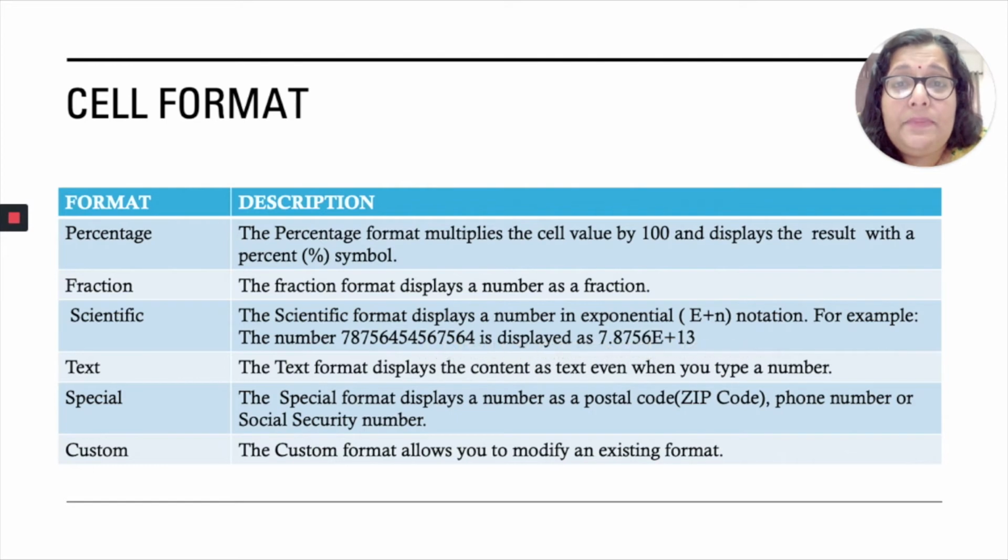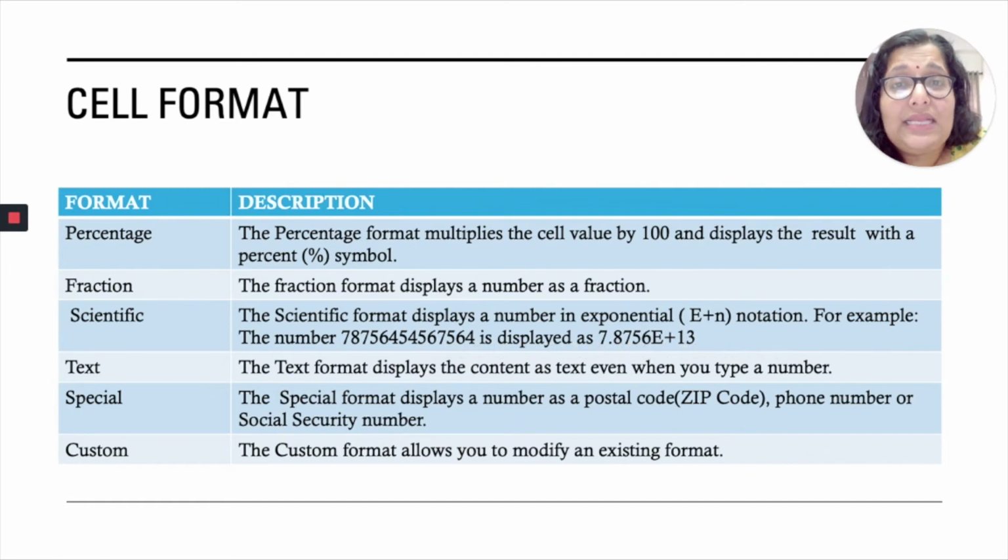Percentage. The percentage format multiplies the cell value by 100. When you apply a percentage, it will multiply the given value by 100 and display the result with a percent symbol. Fraction. The fraction format displays a number as a fraction. It represents the given number as a fraction.